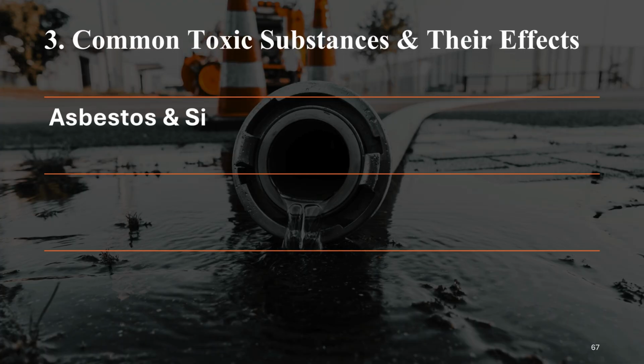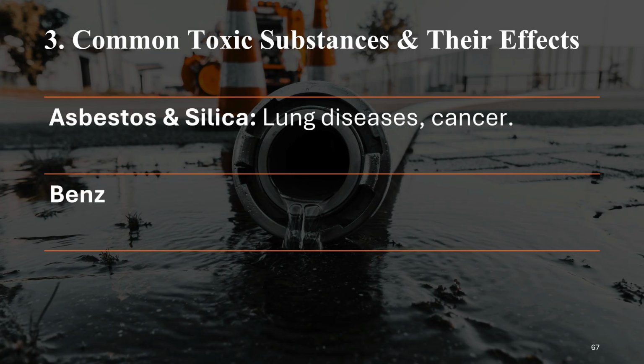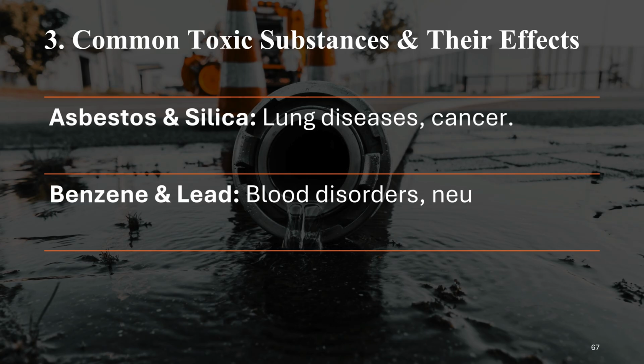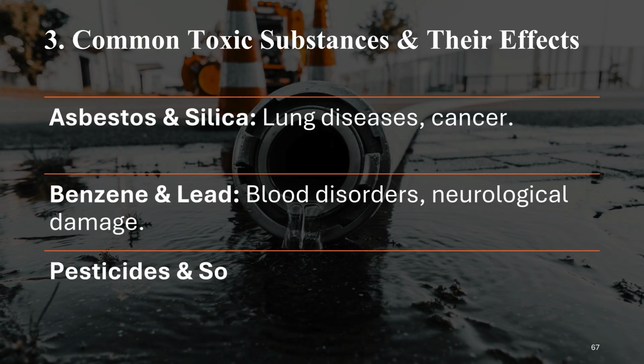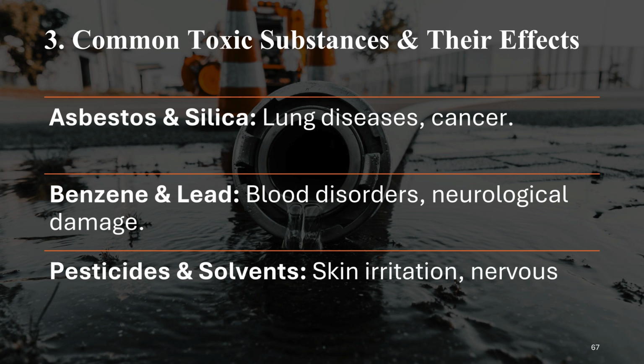3. Common toxic substances and their effects. Asbestos and silica: lung diseases, cancer. Benzene and lead: blood disorders, neurological damage. Pesticides and solvents: skin irritation, nervous system effects.